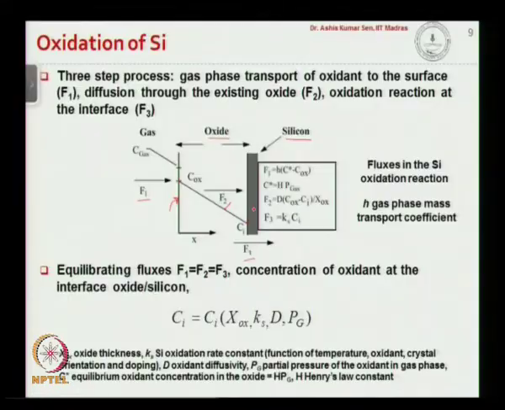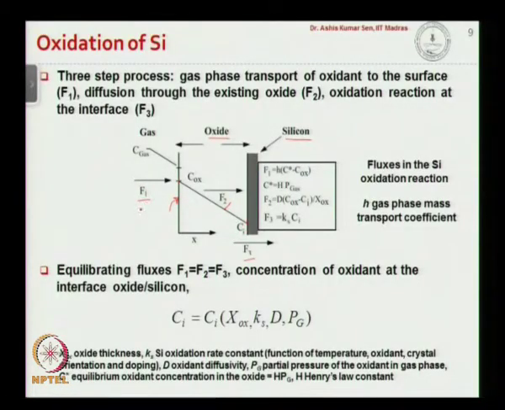So the oxidation reaction always happens at the silicon dioxide interface. The oxidant has to come to the top of the silicon dioxide surface, diffuse through the existing silicon dioxide layer, and then the oxidation reaction has to start at the silicon dioxide interface.